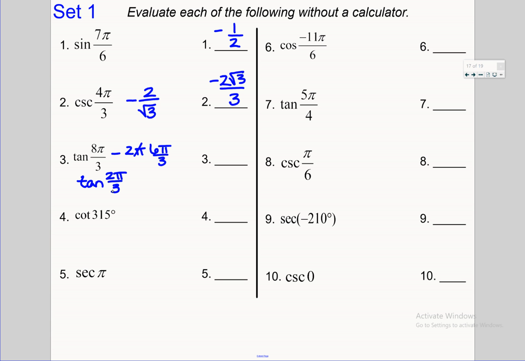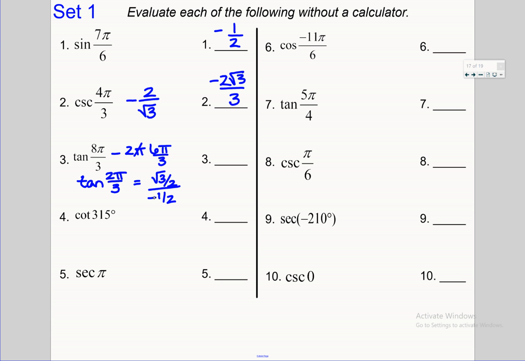60 degrees. There's 60. It's 1/2, rad 3 over 2. Tangent, how do I find it? Y over x. What's the y coordinate? Rad 3 over 2. What's the x coordinate? 1/2. And because we're in quadrant 2, we know the x is negative.